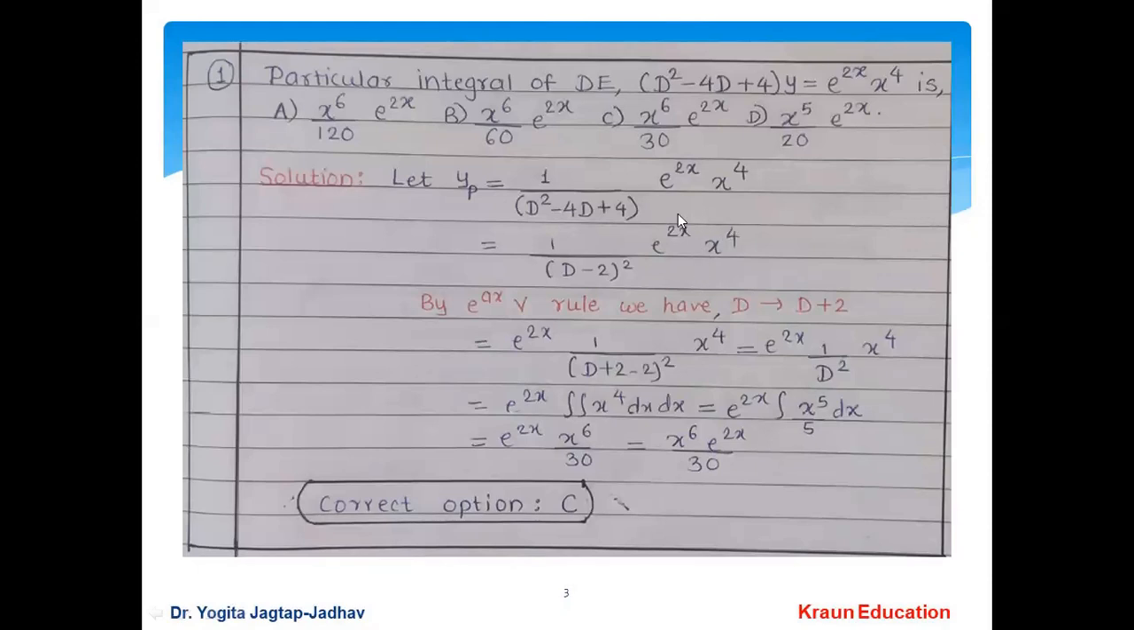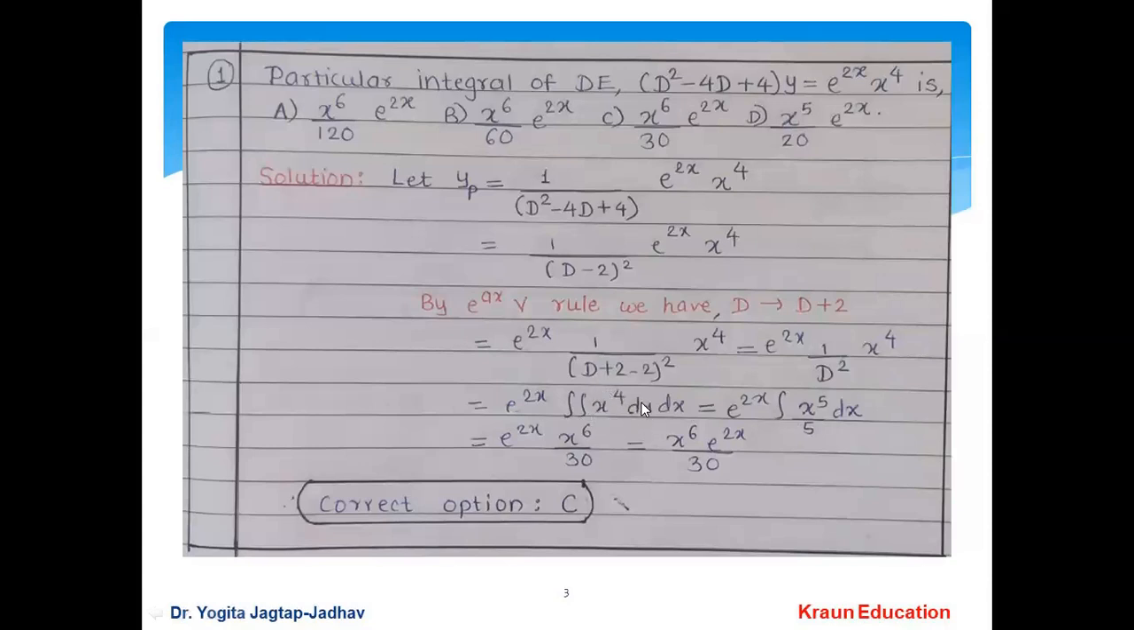Now, when I look at this f of x, we have to use the e raised to ax into v rule, where we have to replace d by d plus 2. And in the same step, this e raised to 2x can be taken common. Therefore, yp equal to e raised to 2x into 1 upon d is replaced by d plus 2. Therefore, we have d plus 2 minus 2 whole square x raised to 4. Now you can see plus and minus get cancelled, and 1 upon d square stands for double integration of this x raised to 4 with respect to x.